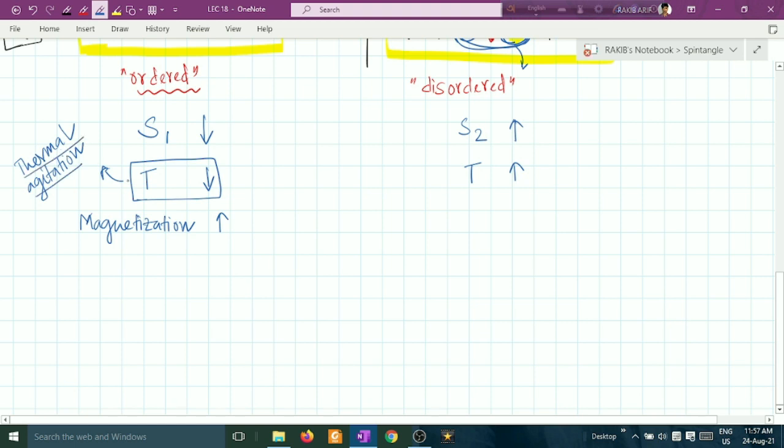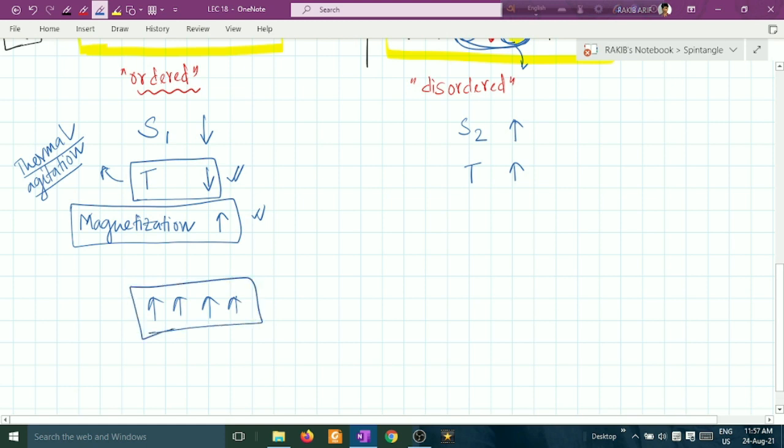This is the thermal agitation, and this thermal agitation causes the magnetization to become lower, because with thermal agitation, the particles are randomly scattered in various directions. So magnetization will be possible only if they are aligned, because you can check this by the converse method.